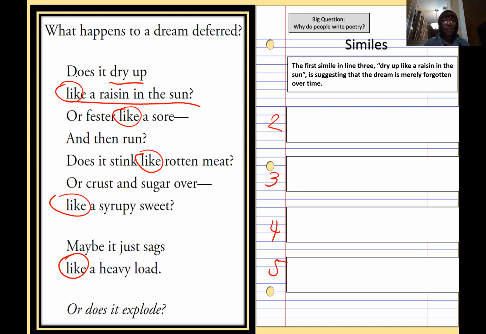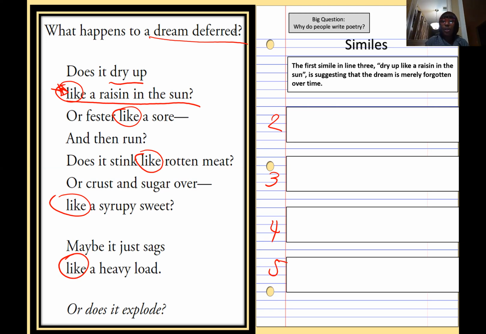The first one that I gave you was dry up like a raisin in the sun. I know it's a simile because I see the word like. And I know we're talking about dreams, and this sentence compares a dream to a raisin in the sun. But I didn't just list my simile, I also gave what I think that simile means. So I said it suggested that the dream is merely forgotten over time, just like a raisin that's left outside in the sun. It's forgotten over time. You don't even remember that it's out there, but it still dries up.